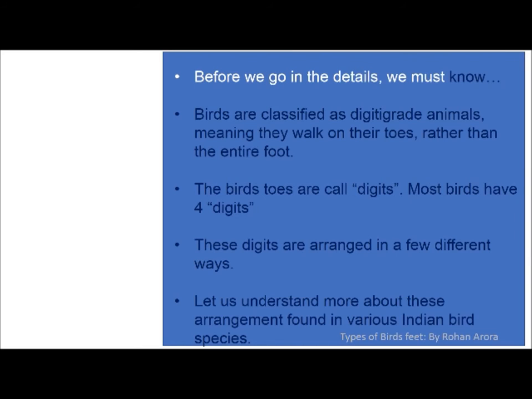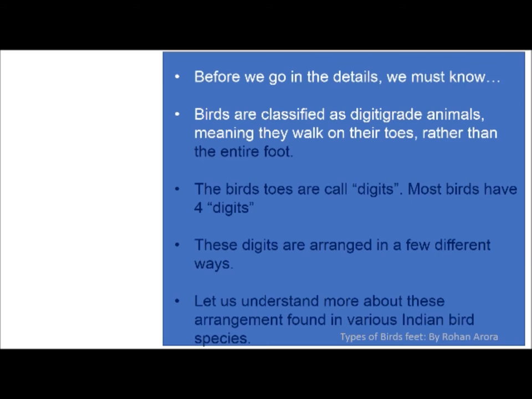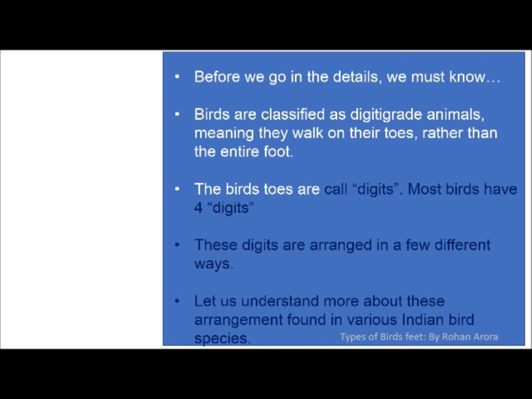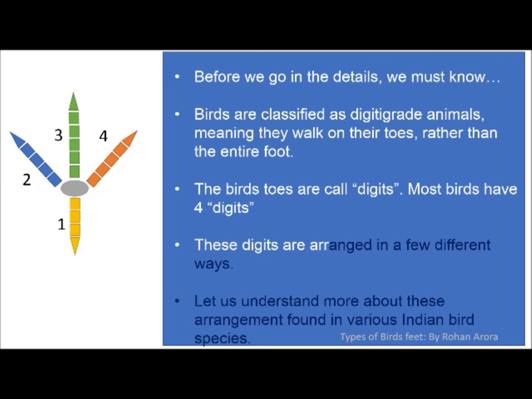Before we go into the details, we must know birds are classified as digitigrade animals, meaning they walk on their toes rather than their entire foot. The bird's toes are called digits. Most birds have 4 digits. This animation shows the basic structure of the bird's foot, which normally has 4 digits or toes. These digits are arranged in a few different ways.